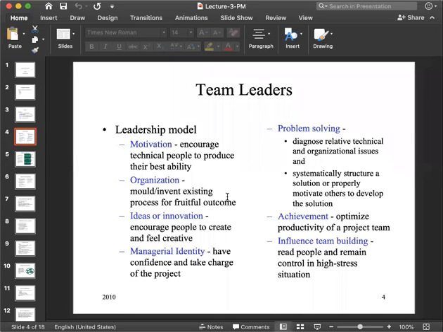Then managerial identity means you have to be confident, you have to take charge of the project. আপনাকে পুরো জিনিসটা ম্যানেজ করতে হবে। দেখা যাচ্ছে আপনার টিমে there are so many people in your team but they are not listening to you. You cannot manage them, you cannot guide them. So you need to take charge of the project and be confident and manage the whole project.